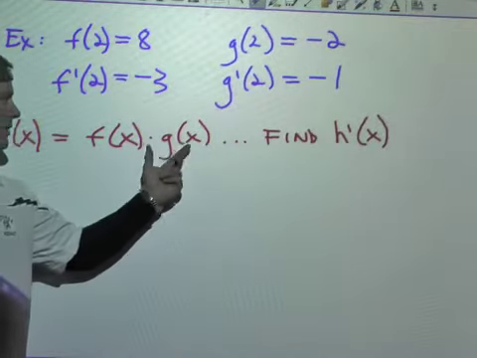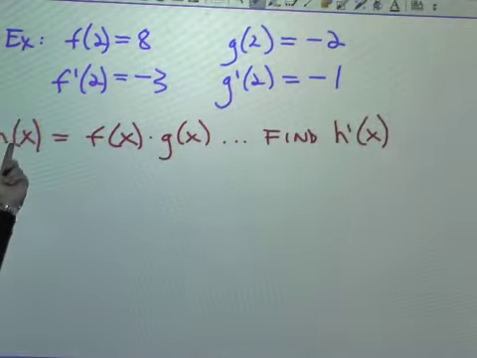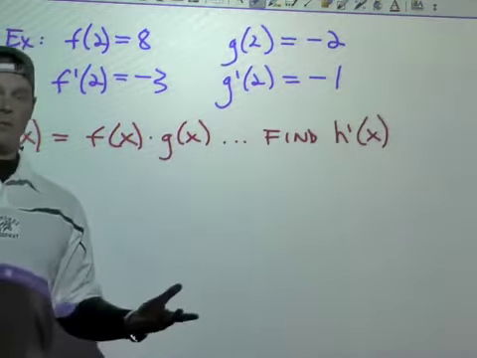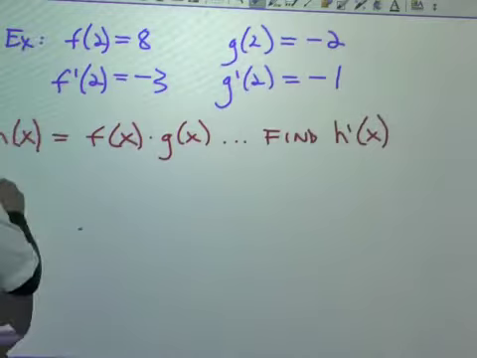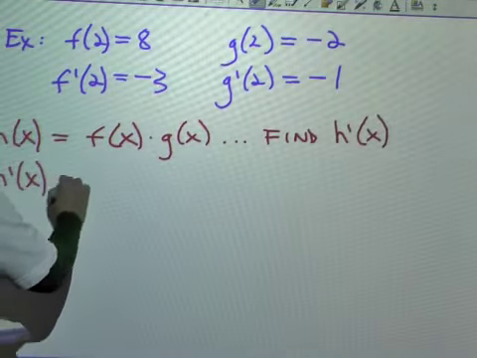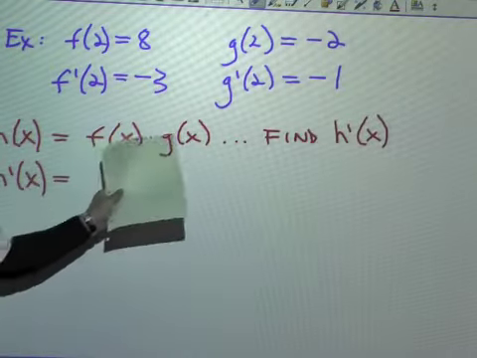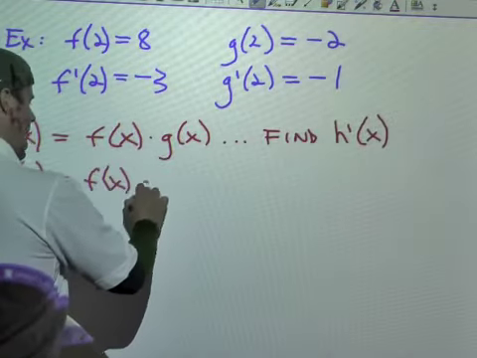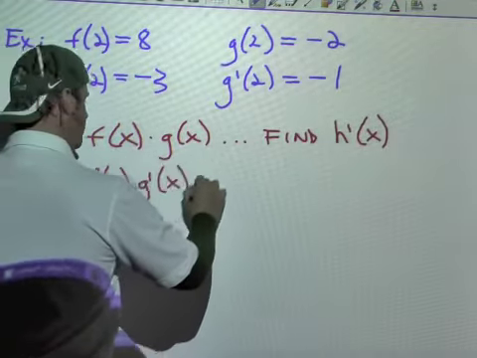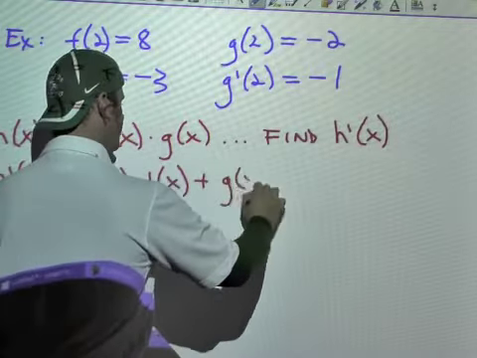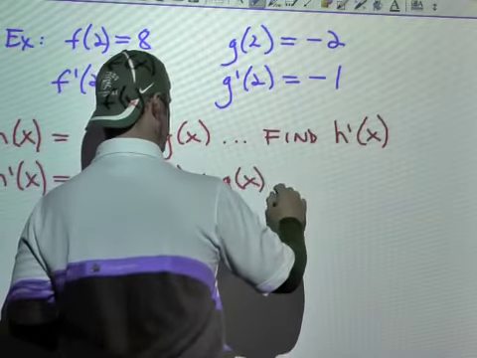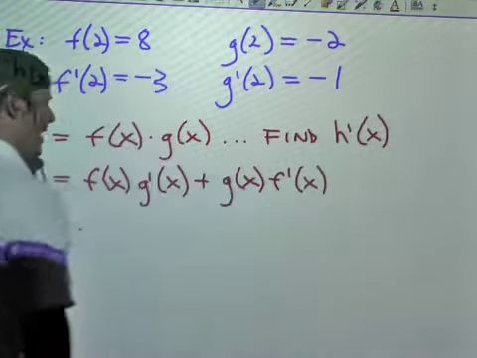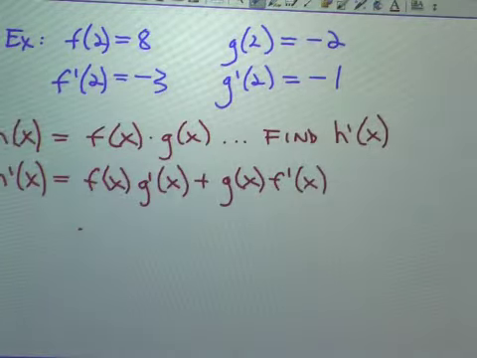Well, one thing we're going to notice here is that in order to find the derivative of h, since h is a product, first of all, we'd have to use the product rule. So going back to the last lesson, the derivative of a product is the first function times the derivative of the second, plus the second function times the derivative of the first. Okay, so that would be h prime of x.